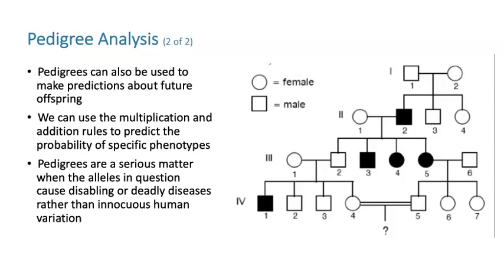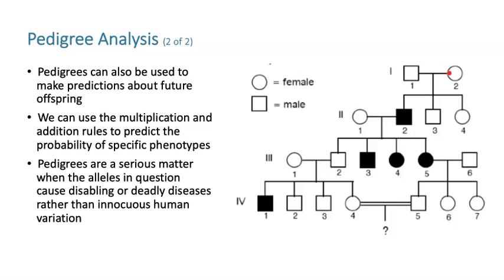So we can use pedigrees to predict things about the future offspring. Before we move on, I just want to take a step backwards and kind of introduce you briefly to the idea of what's going on here in these pedigrees. So any circles are female and any squares are male. That's the first thing. So male, female.